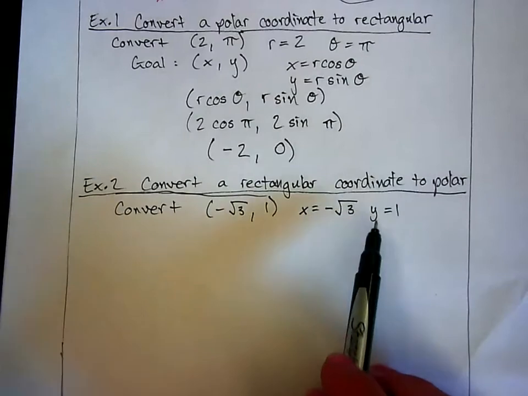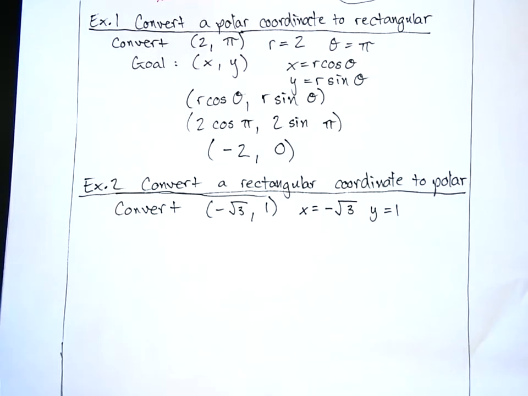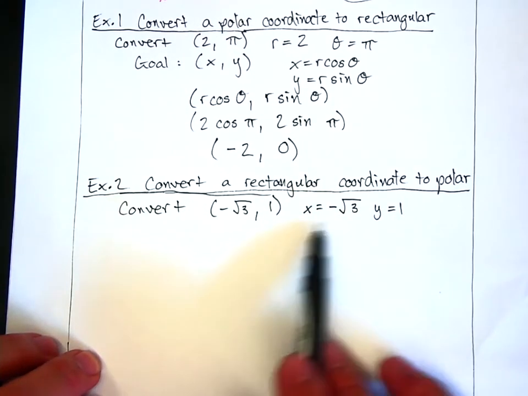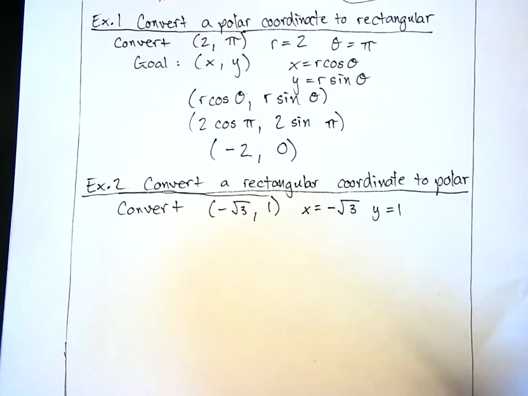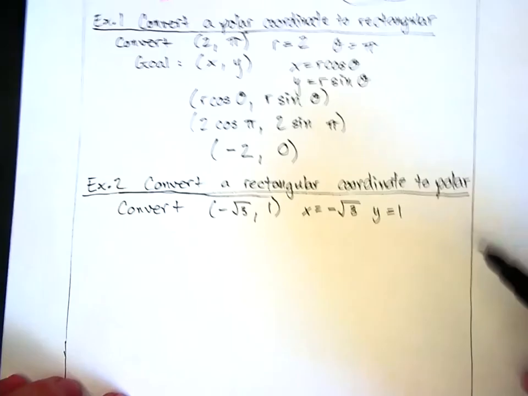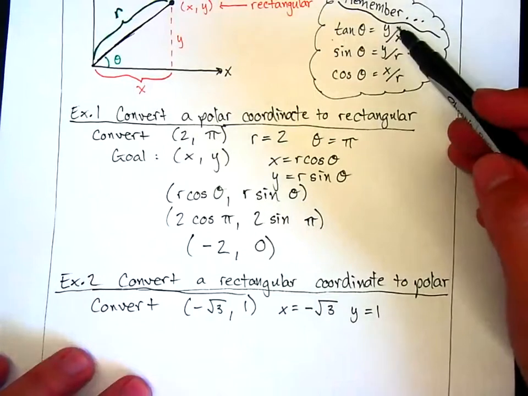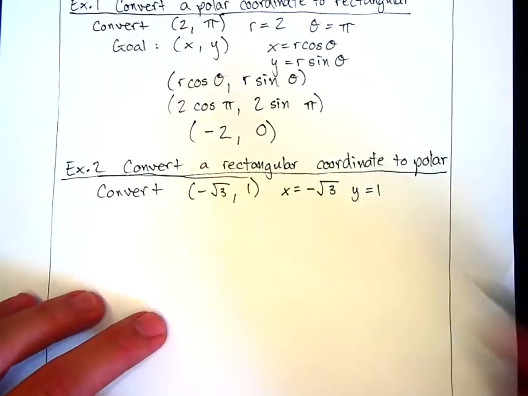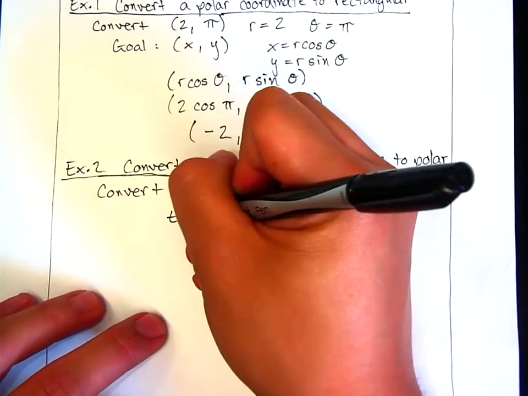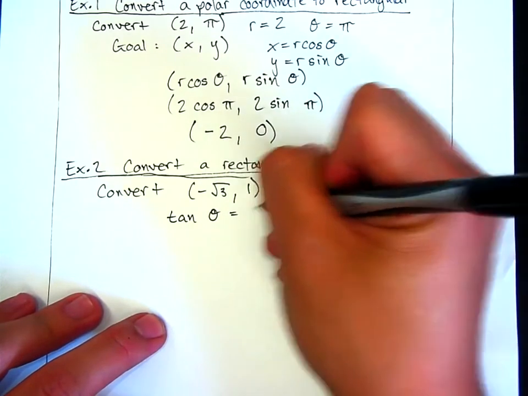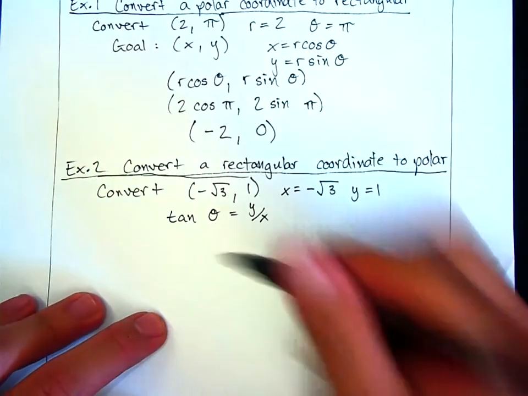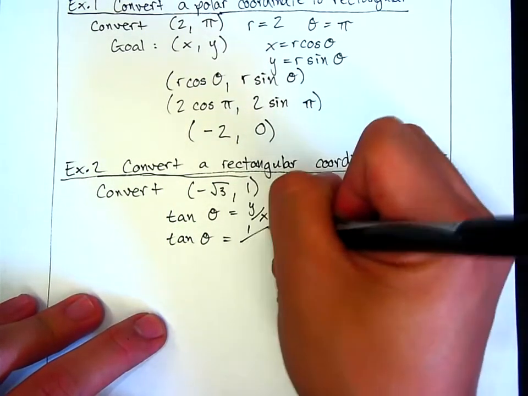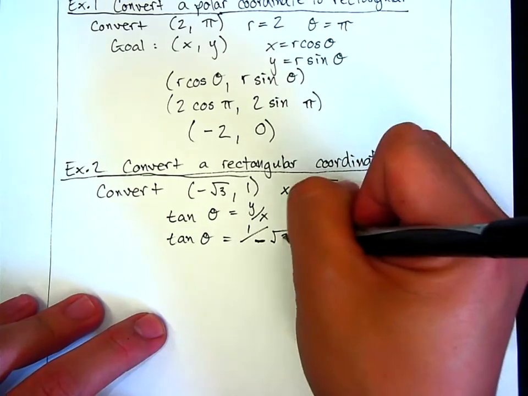Because I am provided with -3 and 1 as my x, y values, I'm going to have to use one of my trig relationships. That's why we fall back to tan theta. Tan theta is equal to y over x. We're going to use that relationship to help us find both r and theta. So tan theta is equal to y over x. Let's substitute in. So tan theta is now equal to 1 over negative square root of 3.